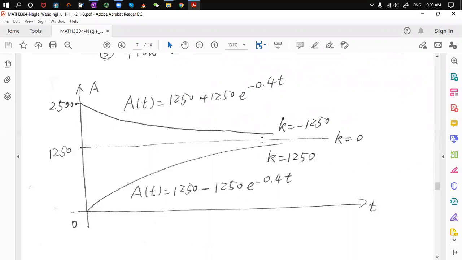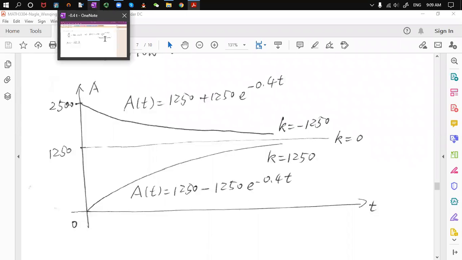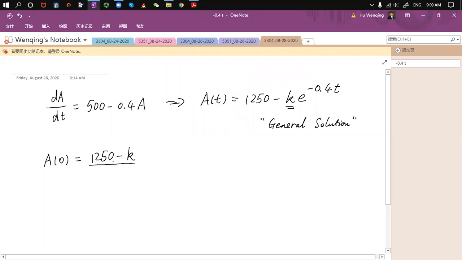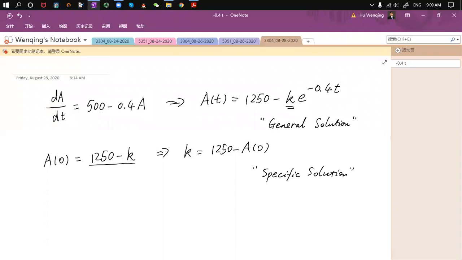So the initial condition is very important. You must tell me the initial amount of drug, from which you can find the constant k, which is 1250 minus the initial amount. As long as you have k, you put it there, and you get the specific solution. A specific solution is a solution of this ordinary differential equation corresponding to the specific scenario, so you're not going to have unknown constants. If you have unknown constants, then the solution is called a general solution. Otherwise, it is called a specific solution.